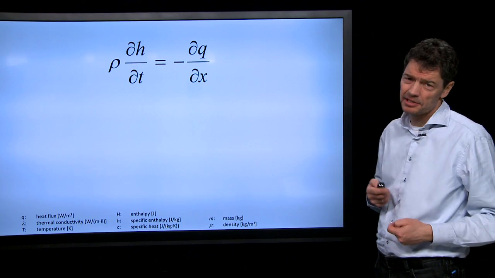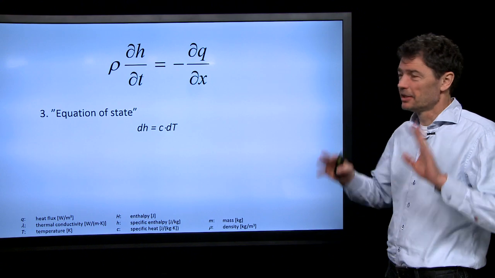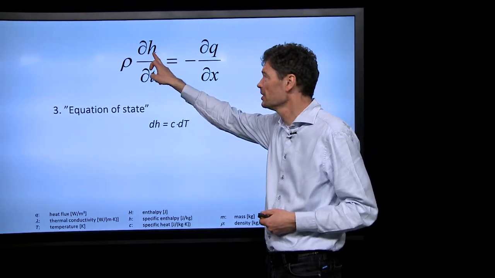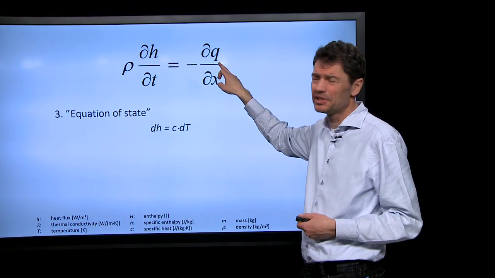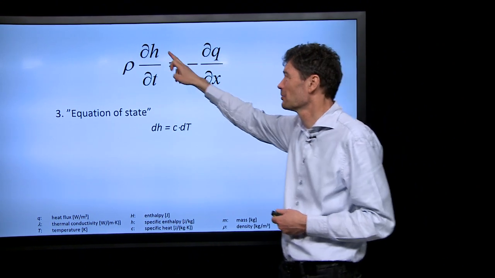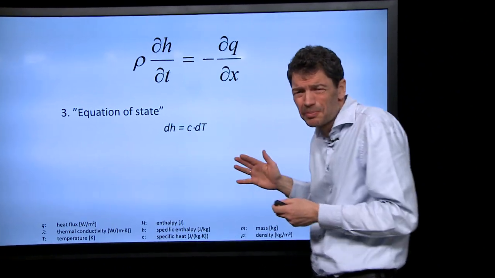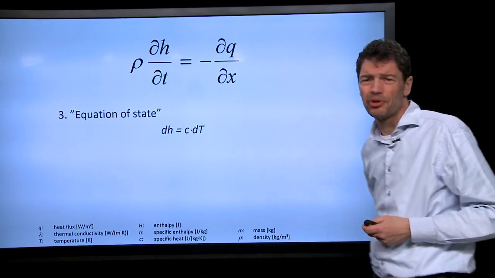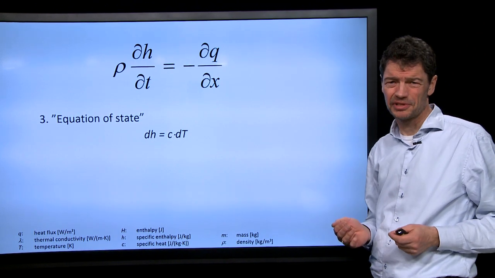Here it's written again. So that was our heat balance in a mathematical form, and we saw the explanation on the previous slide. Now, this heat balance expresses something with a specific enthalpy, and it considers the heat flux that we got from Fourier's law. So Fourier's law was driven by temperature and here we have the specific enthalpy. And we need somehow to know how temperature and specific enthalpy vary with one another. And that's exactly the purpose of our third type of equation, the so-called equation of state.